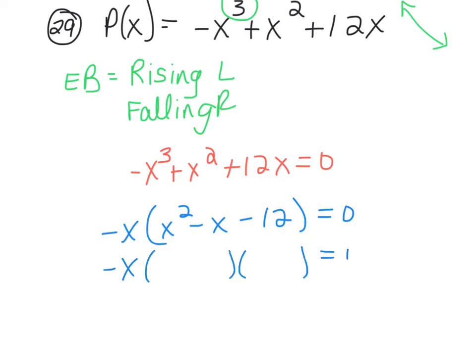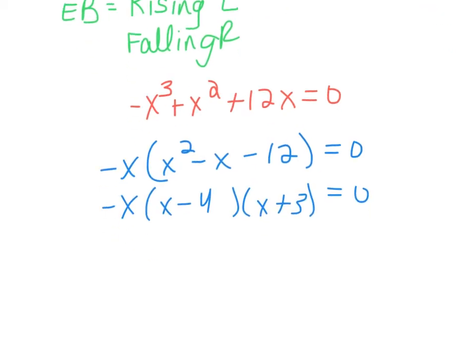So negative x. What are the factors of negative 12? They're going to multiply to give me negative 12, but add to give me negative 1. Negative 4, positive 3. Good. And then what do I do with each piece? Set it equal to 0. Awesome. Guys, if you have a negative x equals 0, what does that answer? 0. It's just 0.